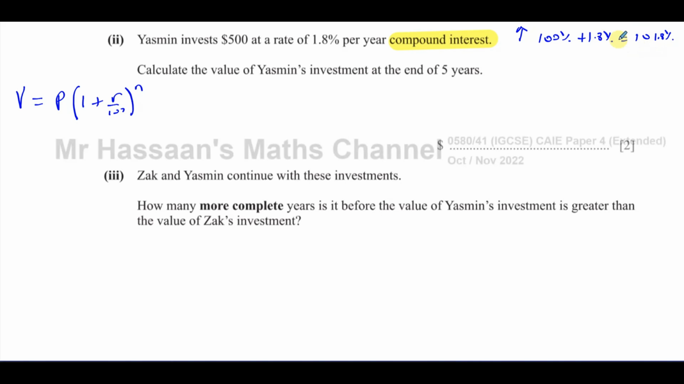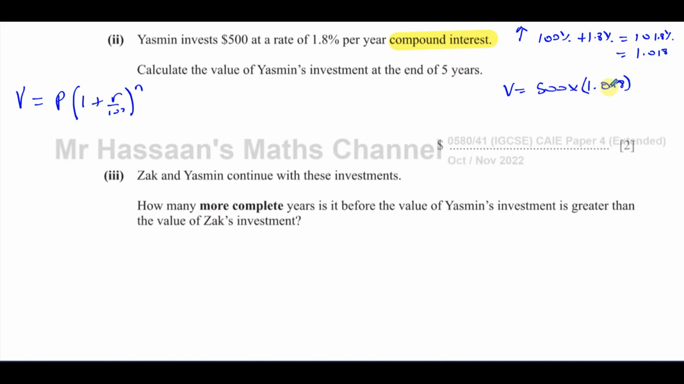Okay, so we can say that this will give you a multiplying factor of 1.018. So the original investment, which is 500, is going to be increased by this multiplying factor. So the value is 500 multiplied by the multiplying factor, which is 1.018. And this is going to be for 5 years.